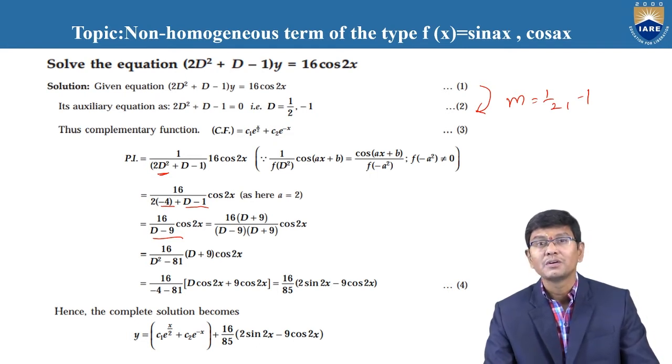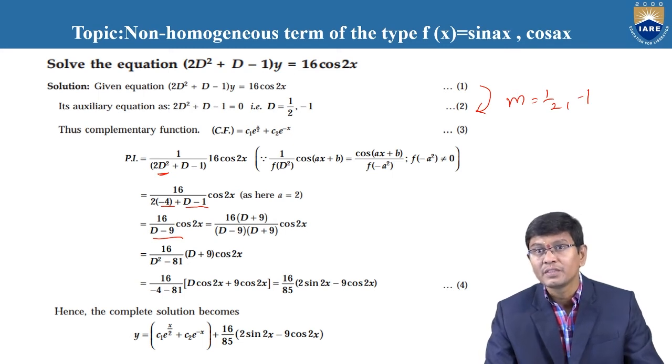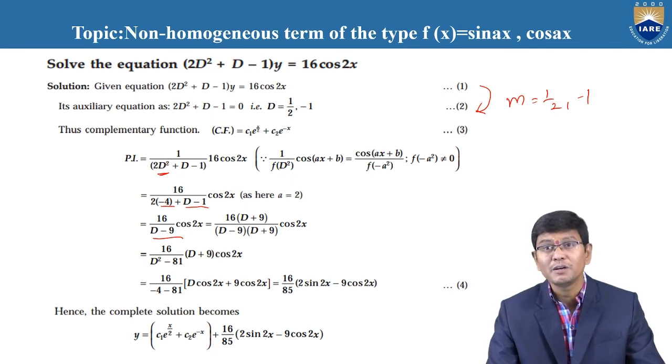Here also, we rationalize with the help of D plus 9. Therefore, the numerator is 16 into (D plus 9) by (D minus 9) into (D plus 9), that is nothing but D square minus 9 square. Therefore, the expression is 16 into (D plus 9) by (D square minus 81) into cos 2x.